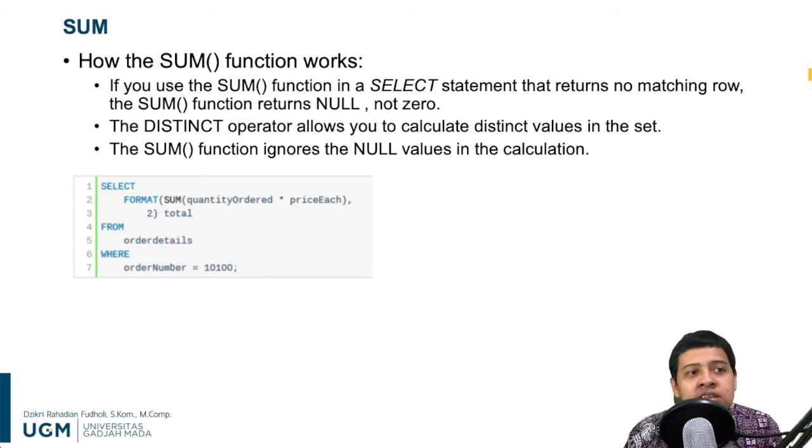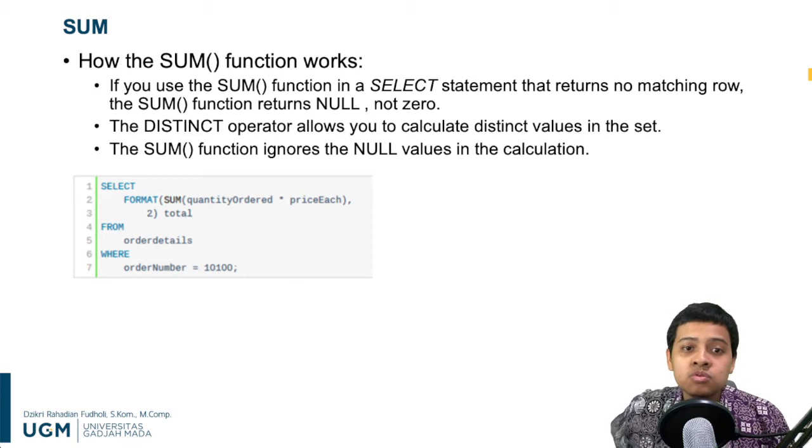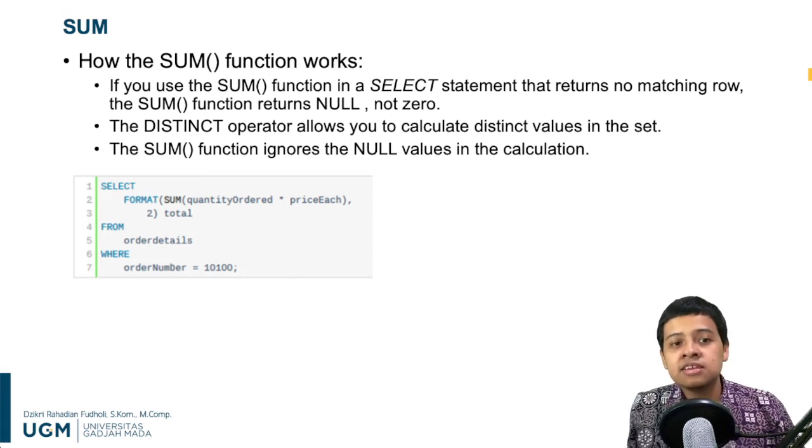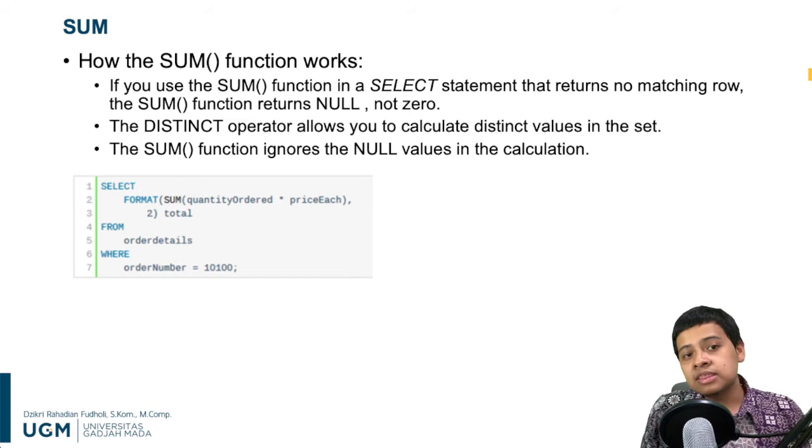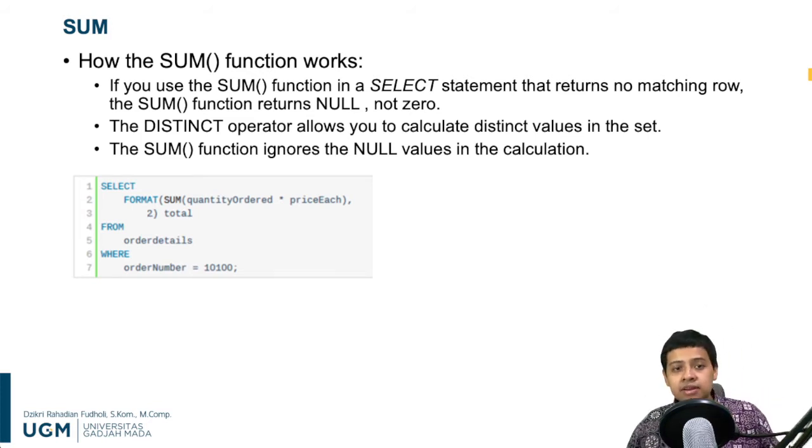The second one over here, the distinct operator, allows you to calculate distinct values in the set, just like in the average. If we have 1, 1, 2, 3, the average for distinct is 2. And if we want to use the sum and distinct, then from the set 1, 1, 2, 3, the sum distinct is 6, not 7. Without the distinct, the result is 7, but with the distinct, it's 6.